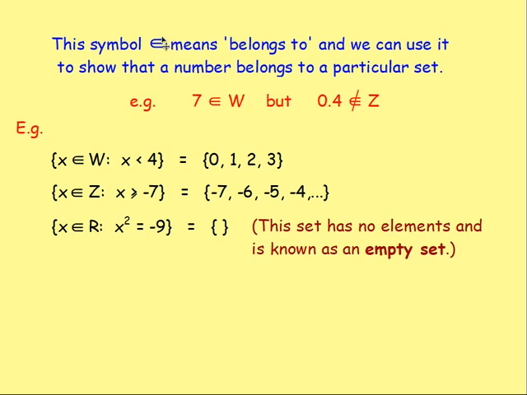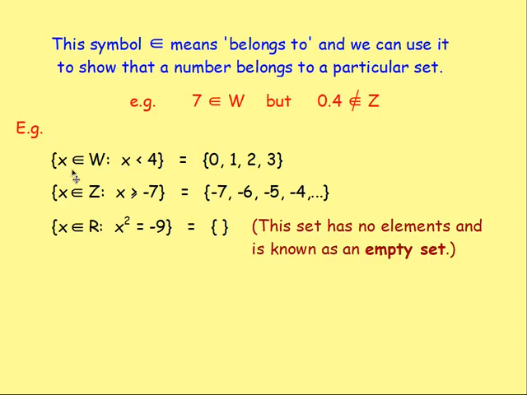This symbol, this little ∈, means belongs to, and you can use it to show that a number belongs to a particular set. So you can say here 7 belongs to W. In other words, 7 is a whole number, you know that. But 0.4 does not belong to Z. So 0.4 is not an integer. It's not a positive or negative whole number.